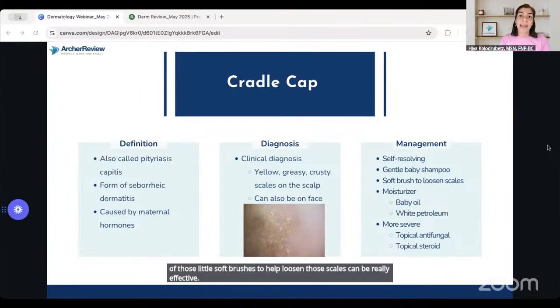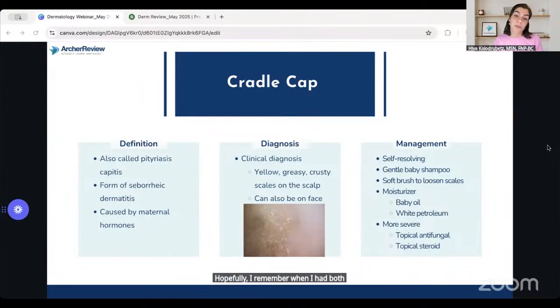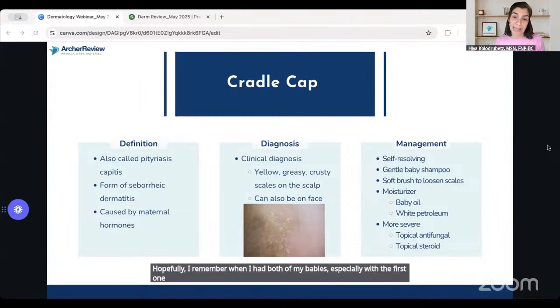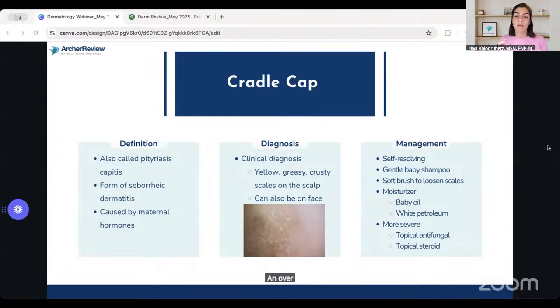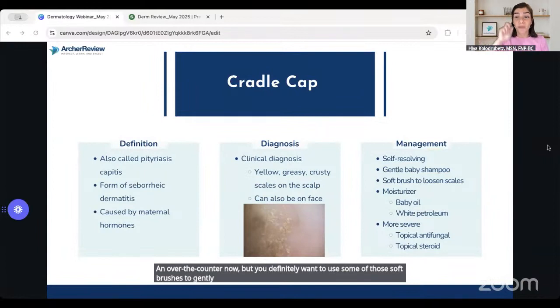Hopefully, I remember when I had both of my babies, especially with the first one when I didn't know what I was doing as a mom, I took everything home. If they have a good nurse, they will encourage them to take everything home. And in the hospital, at least they used to when I had my babies, they gave these really nice, great soft brushes. You can probably buy them at Target and over the counter now, but you definitely want to use some of those soft brushes to gently loosen those scales so you're not really scrubbing.